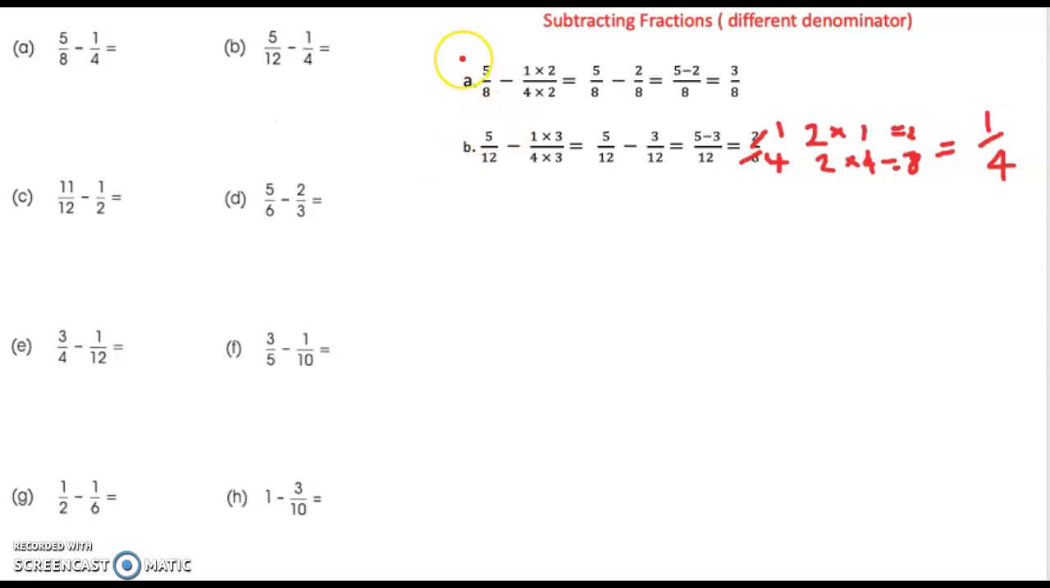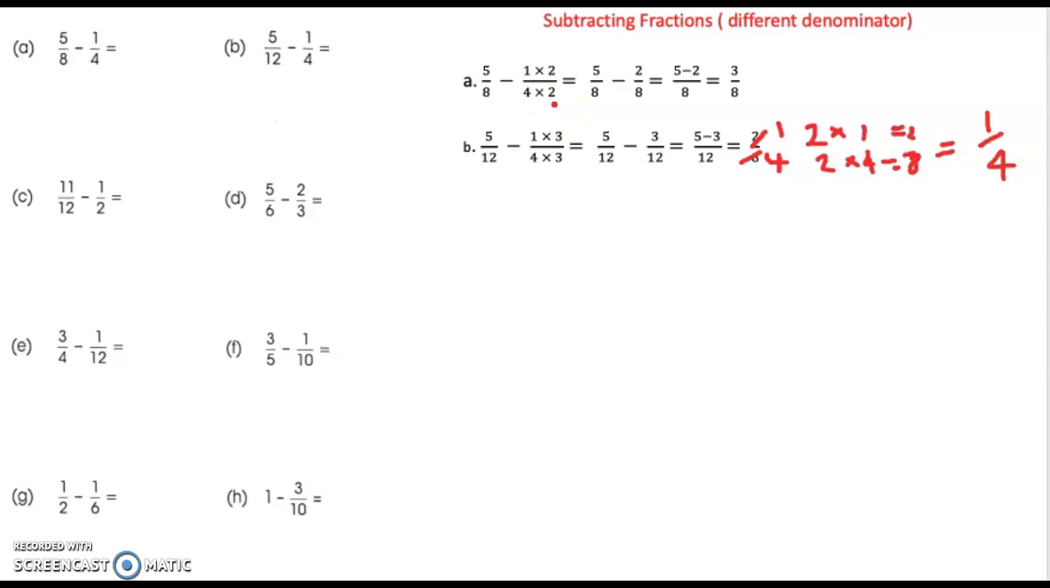Now look at part a. So 5 over 8 minus 1 over 4. First, we have to make the denominators the same before anything else. Therefore, I check that 8 is a multiple of 4. 4 times 2, I can get 8. So, to make this 4 as 8, I multiply this by 2.